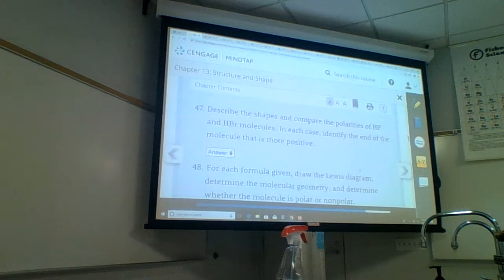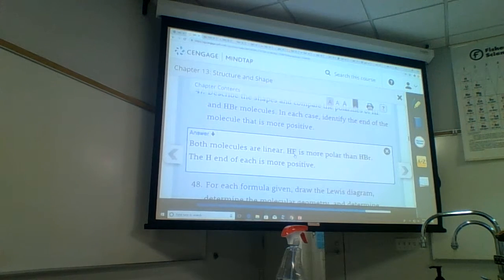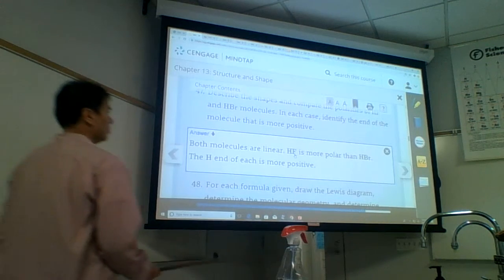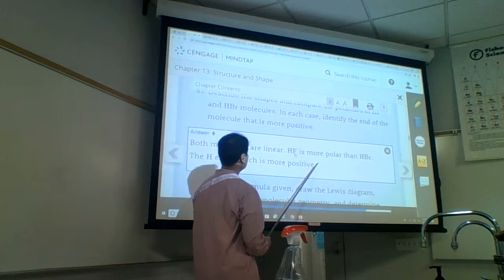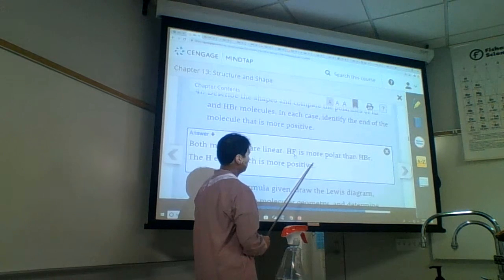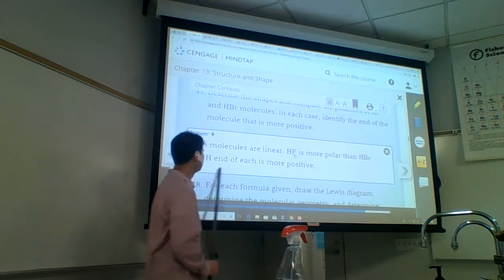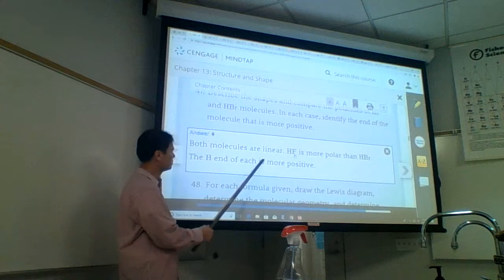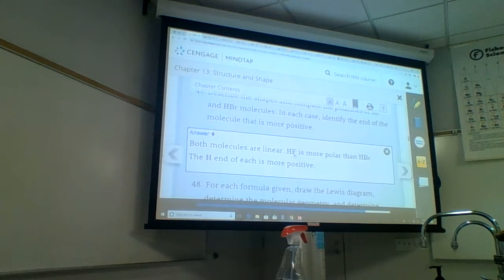Describe the shapes. Whenever we have 2 atoms, no matter what, it's going to be linear. And so HF is linear, HBr is linear. Which one's more polar? Well, HF is going to be more polar than HBr. Why? Yeah, fluorine has much higher electronegativity than bromine, so it's going to pull more. The hydrogen end of each is more positive. The fluorine and the bromine are going to pull the electrons.